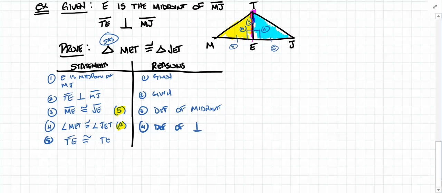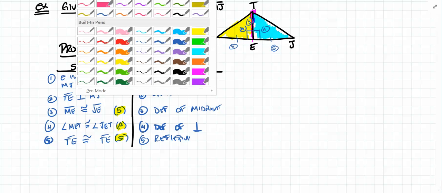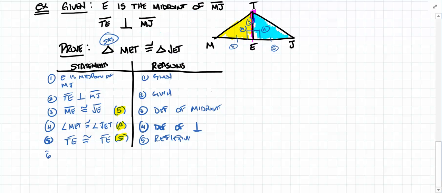Is it step 4 though? What we're trying to prove? All right. So what do we have? What have we shown, you guys? You can say, there you go. So therefore, triangle MET is congruent to triangle JET by what? SAS. By the side angle side postulate. There. All right. So you guys predicted it. You predicted it totally correct.